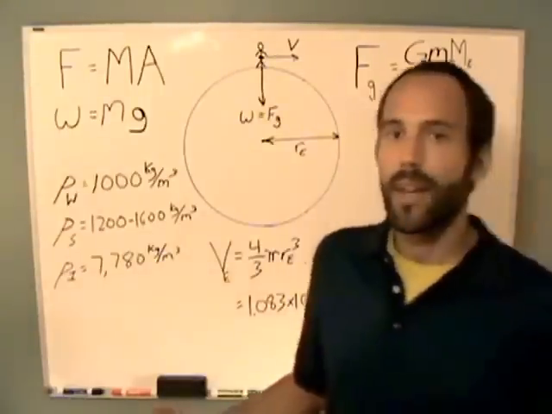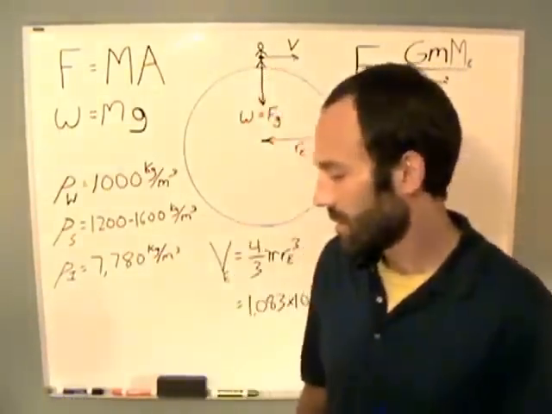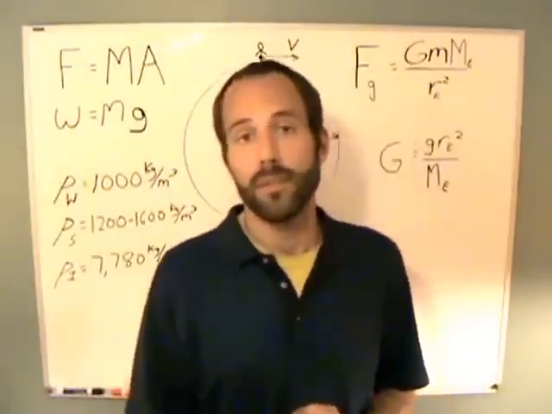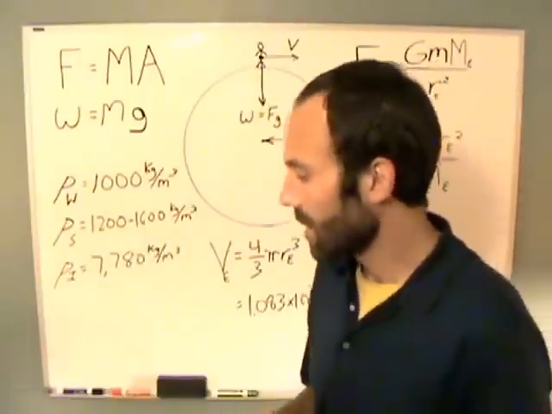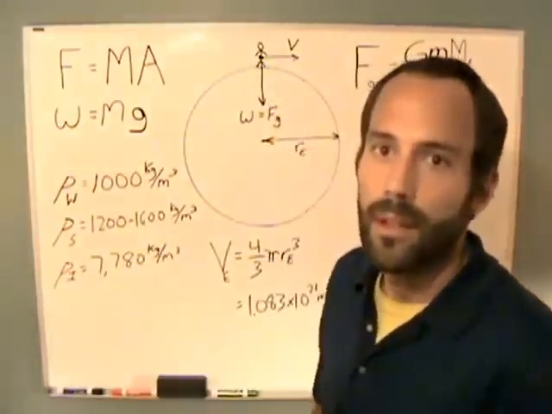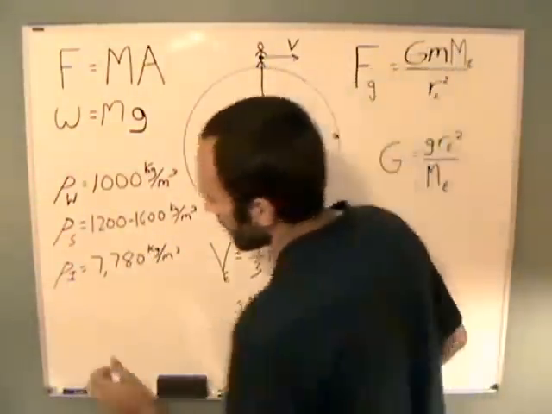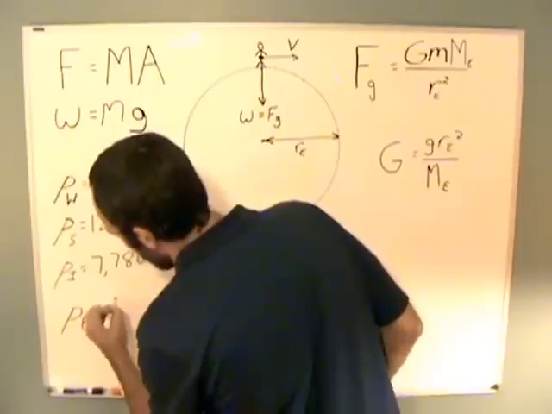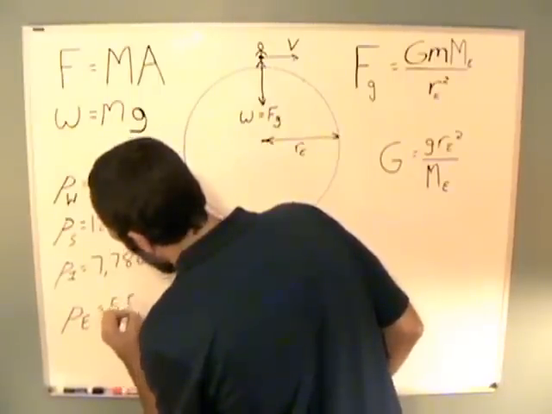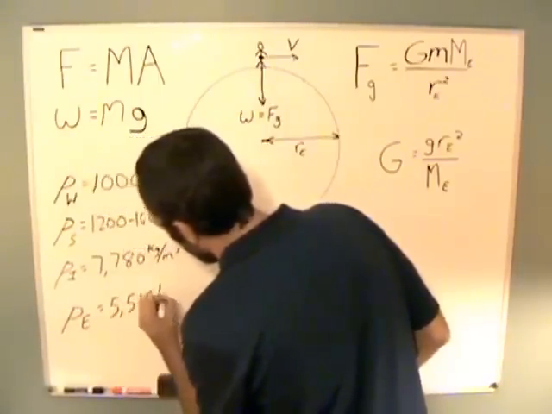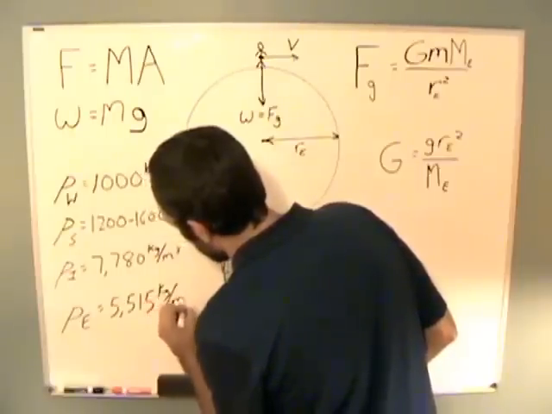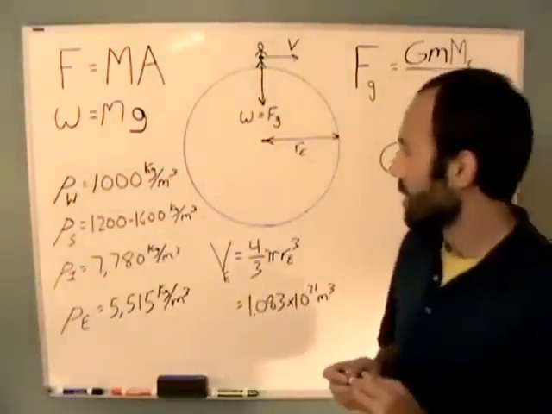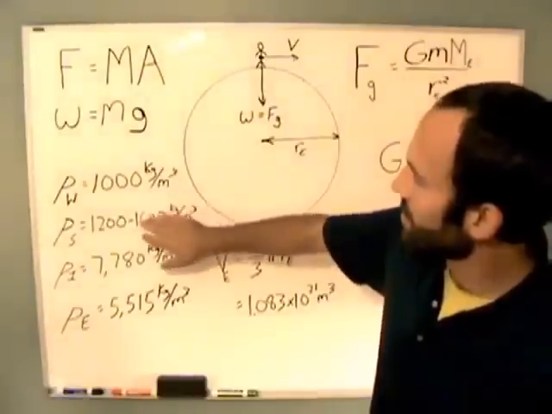If you use NASA's fact sheet with their mass of Earth, which is 5.9726 times 10 to the 24th kilograms, and you divide that by the volume of Earth, you will get an average density of Earth, I'm going to call that rho E over here, of 5,515 kilograms per meter cubed.